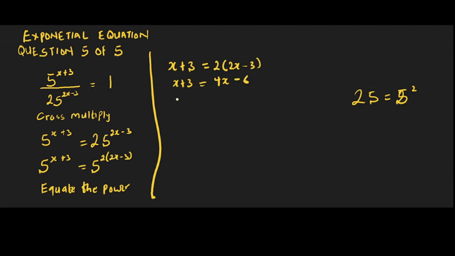Then we collect like terms. When we collect like terms, we have x minus 4x is equal to minus 6 minus 3. x minus 4x is going to give us minus 3x equals minus 9.